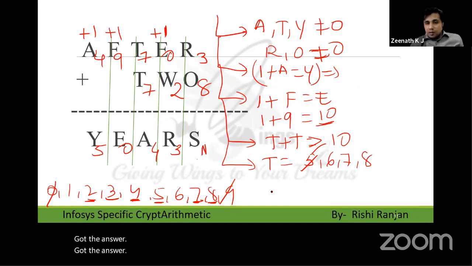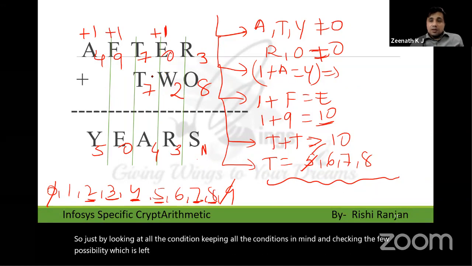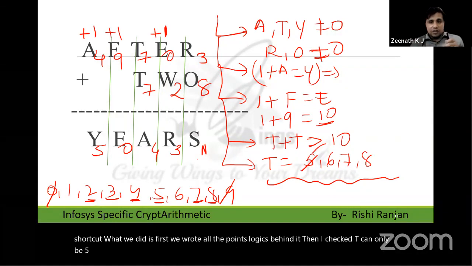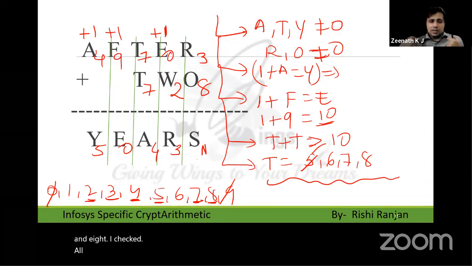So just by keeping all the conditions in mind and checking the few possibilities which are left out, we are getting the answer. Now here, there's no shortcut. What we did is first we wrote all the points, the logics behind it. Then I checked T can only be 5, 6, 7, 8. Out of which 5 was also not available. So now T has only 3 possibilities, 6, 7, and 8. I checked all 3, and one of them got us the answer. That's what you have to do.